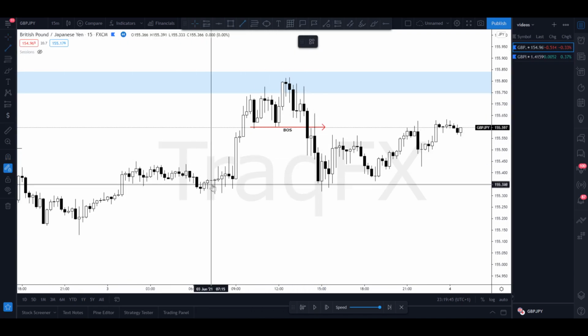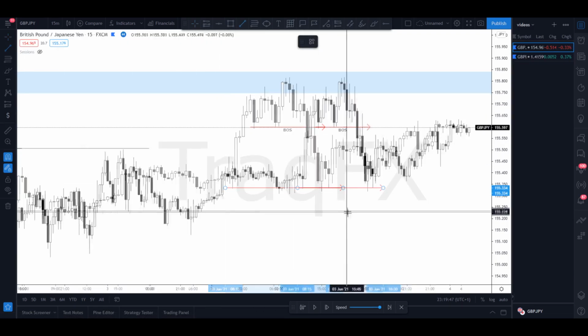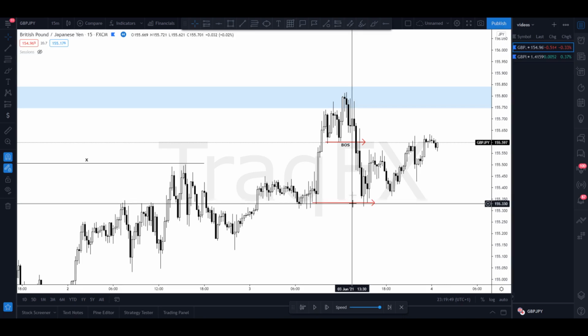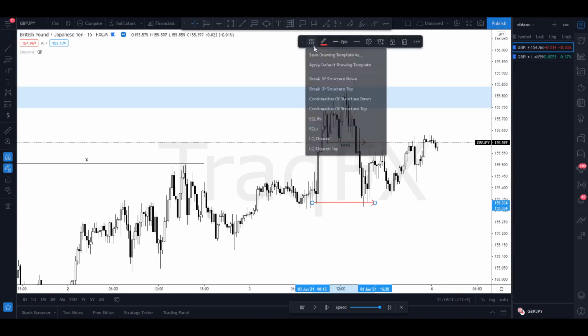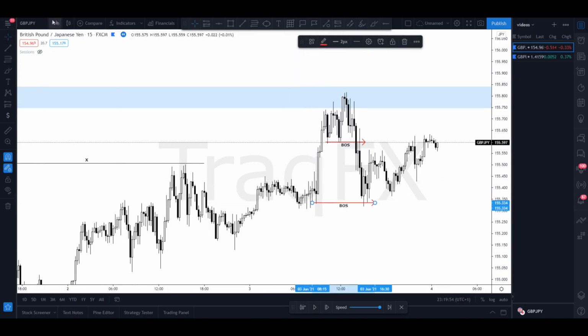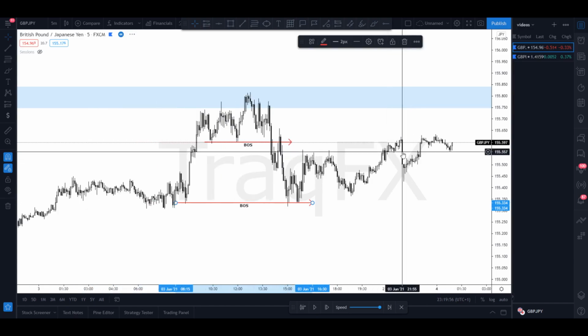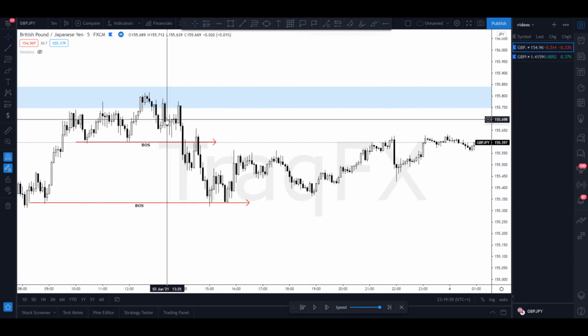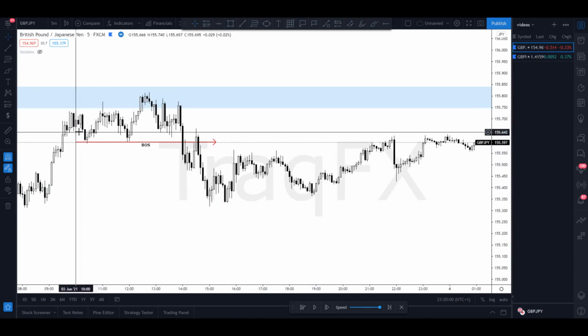Now it would be nicer if we get a break of structure over here as well, but we sadly did not get that quite yet. But that doesn't mean that price will not do that later on. Let's look at the 5-minute time frame now. 5-minute time frame wise, this is that expansion down that broke structure right over here.